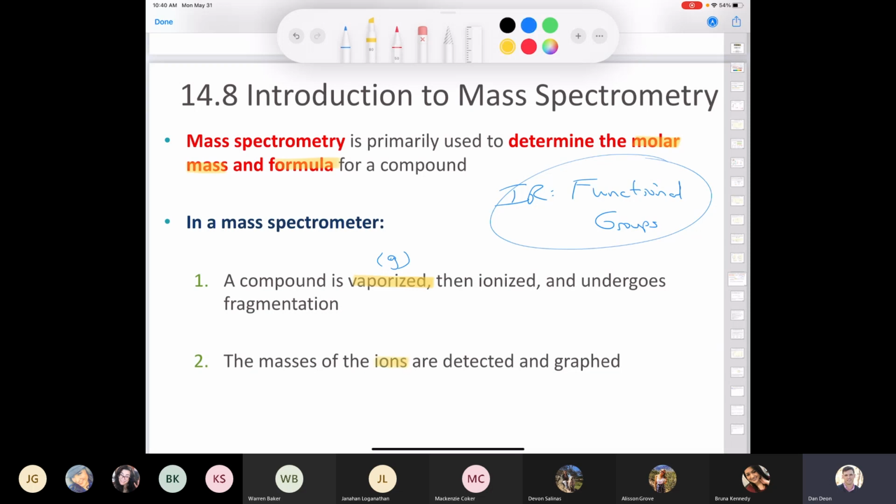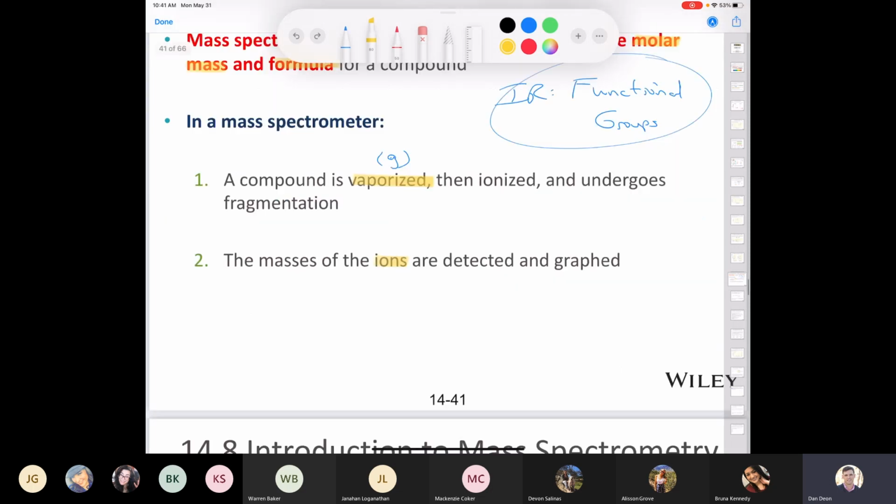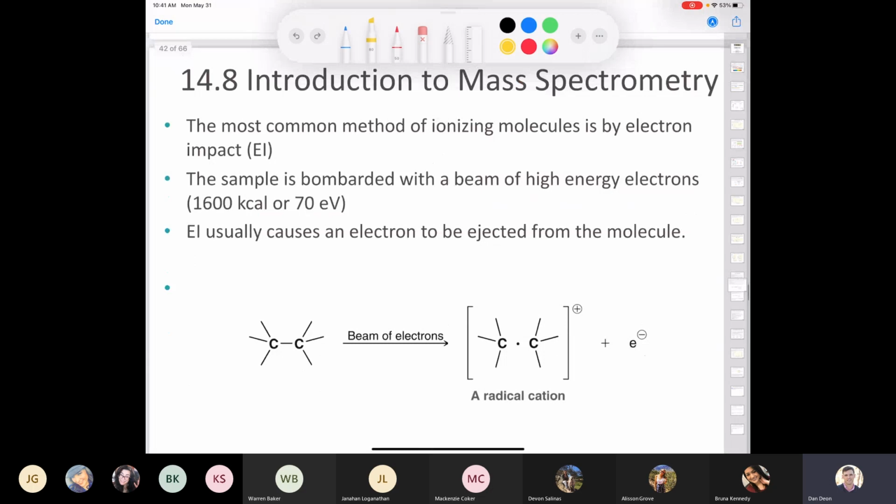It is very important that you understand that the only signals or peaks that we see in a mass spectrum are ions. They have to have a charge. If you don't have a charge, you're not going to see it in the mass spectrum. So the most common method of ionizing molecules is using something called electron impact. Really, all you do is you hit the molecule, or you bombard it with a beam of electrons that are really powerful. In terms of the amount of energy, 1600 kilocalories or 70 electron volts.